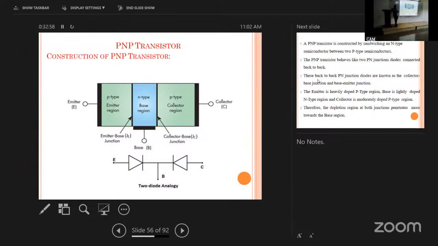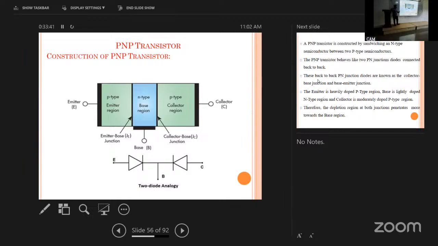This transistor can be operated in 4 regions. What are they? Active region, reverse active region, cutoff region, and saturation region. Here, how many terminals are there? Three terminals: emitter, base, collector. Now, depending upon the connection, we require two terminals as the input and two as the output.